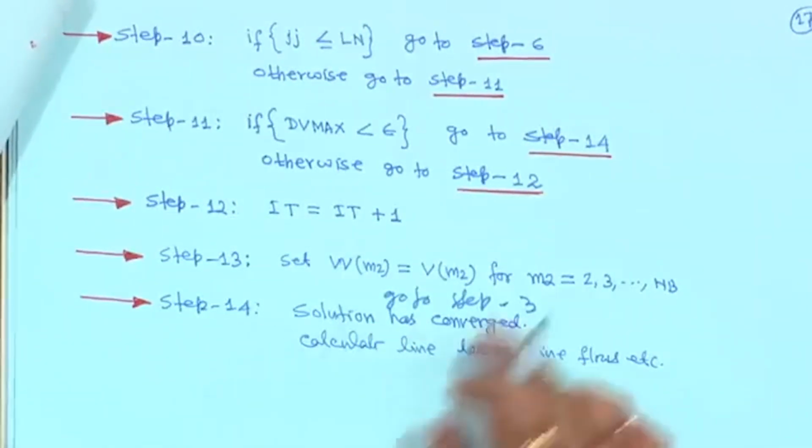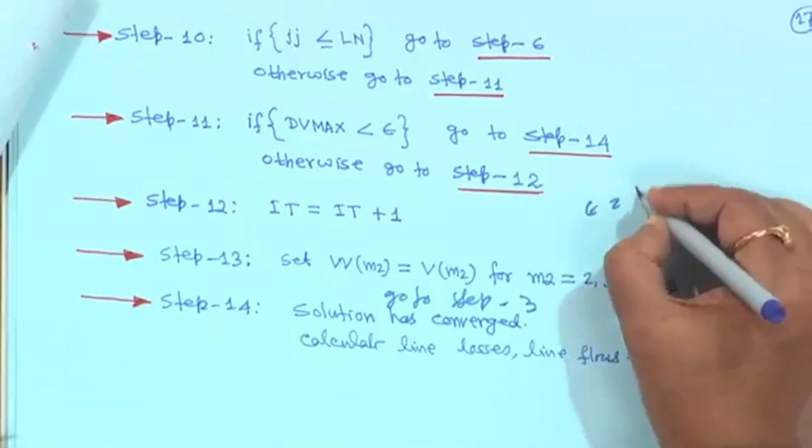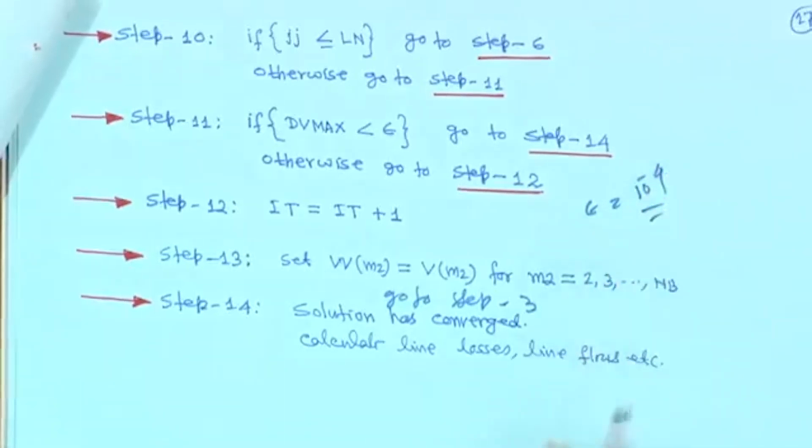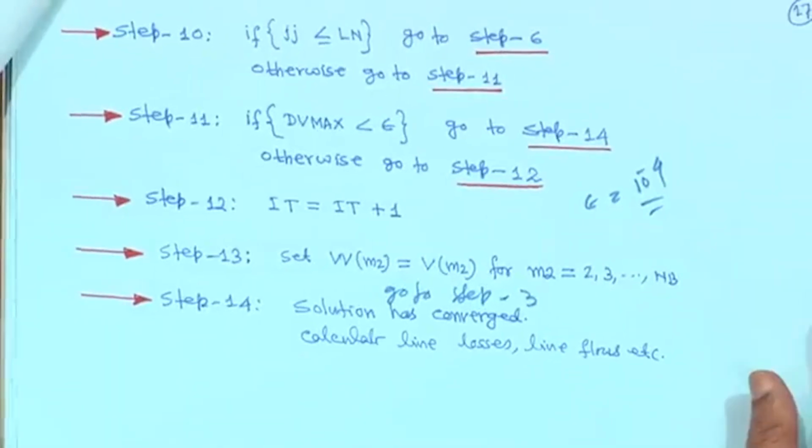So in step 4, if it is less than epsilon, where epsilon will be some value, say 10 to the power minus 4, then the solution will converge. So this is actually your algorithm.